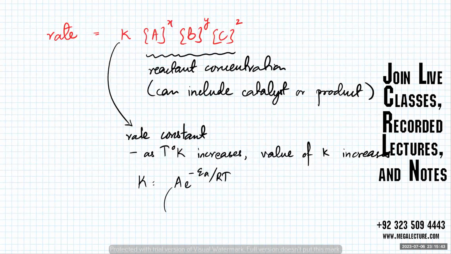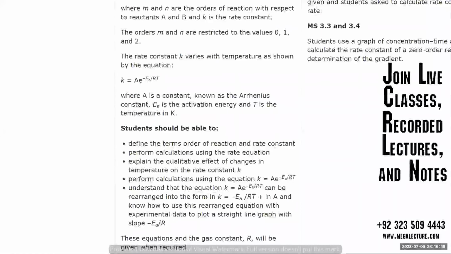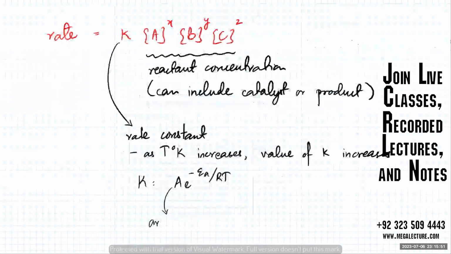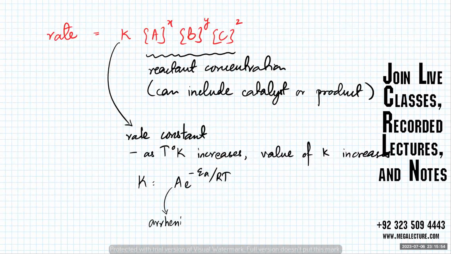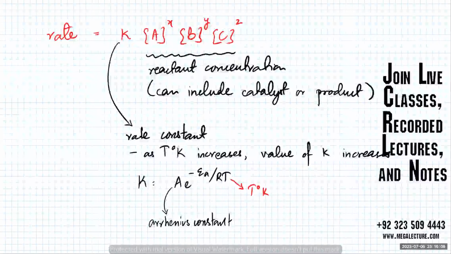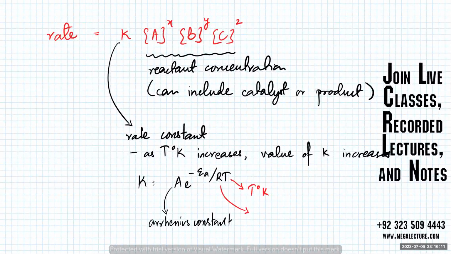So this one is called the Arrhenius equation. Let me get the spelling right, two R's. And the other things: this is your temperature in kelvins. That's your gas constant, which is 8.31. And E over here is your activation energy.